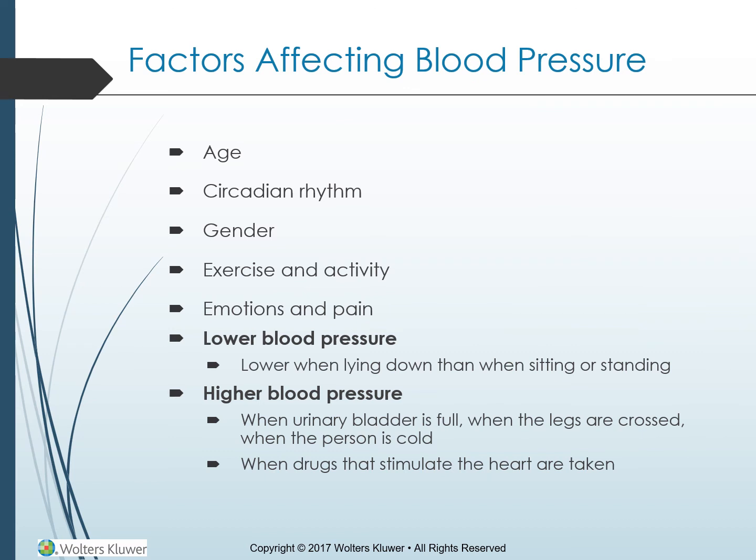Factors that affect the blood pressure are age, the circadian rhythms, gender, exercise and activity, emotions and pain. Lower blood pressure could occur when lying down as opposed to sitting or standing. Higher blood pressure can occur when the urinary bladder is full, when the legs are crossed, or when the person is cold. Also when drugs that stimulate the heart are taken.